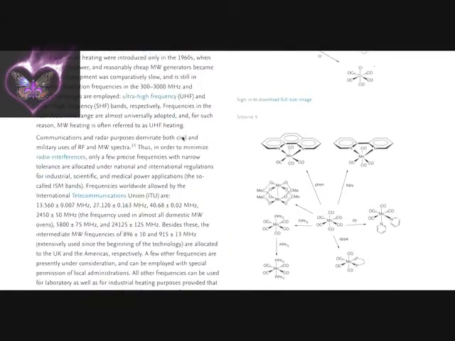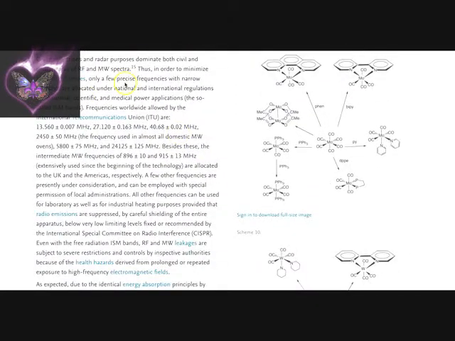Frequencies in the 300 to 3000 megahertz range are almost universally adopted, and for such reason, microwave heating is often referred to as UHF heating. Communications and radar purposes dominate both civil and military uses of RF and microwave spectra.